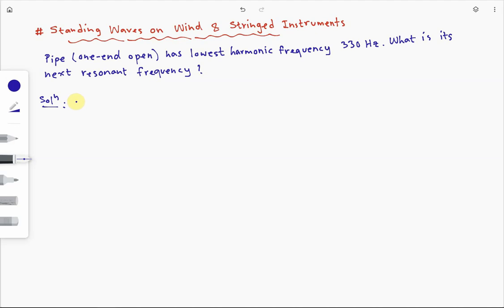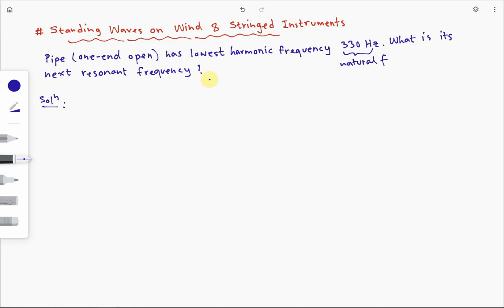Right, let's look at an example. Here we have a pipe which is open at one end, and it is told that it has lowest harmonic frequency at 330 hertz. So technically this is the natural frequency of the pipe. We want to know what is its next resonant frequency.